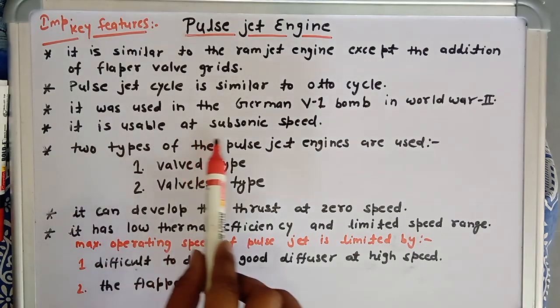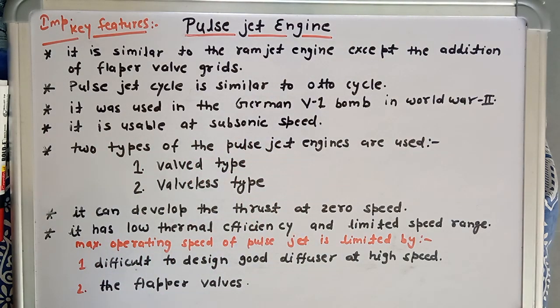It is usable at subsonic speed. Remember this, that we can use the Pulsejet engine at subsonic speed, because it is very simple and cheap for subsonic flight and well adapted to pilotless aircraft also.